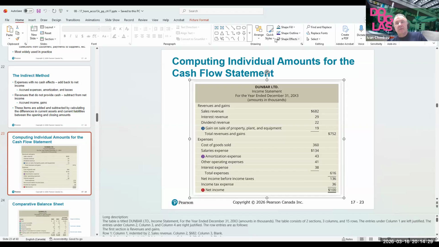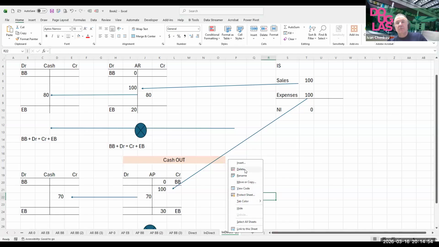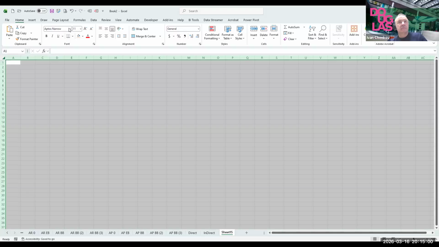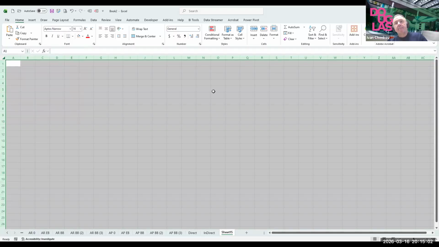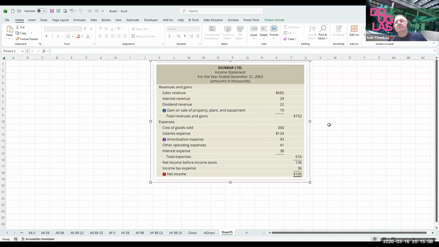I already copied it. Let's move to the Excel spreadsheet. I'm probably going to start from a clear new worksheet. Let's start with the new clear worksheet. That's our picture. This is our income statement.